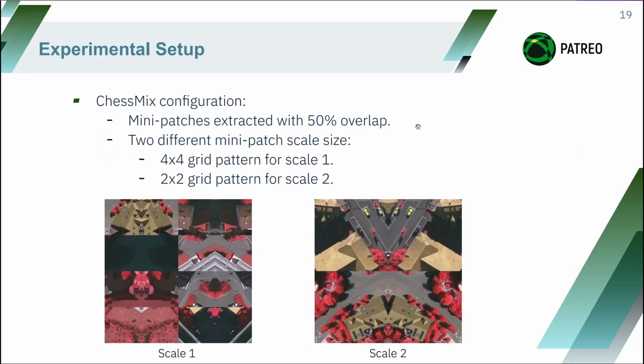As for the ChessMix configuration, we extracted mini patches with 50% overlap, and we created 2 types of synthetic images using 2 different mini patch scale sizes. So we either have a 4x4 grid pattern when the scale is 1. So in this case, let's suppose the mini patch size is 100 by 100. And we have the cases where we have a 2x2 grid pattern for the next scale. So in this case, the mini patches would have, for example, 200 by 200. The final image is the same across each one of these scales. The only difference is the size of the mini patches inside of it.